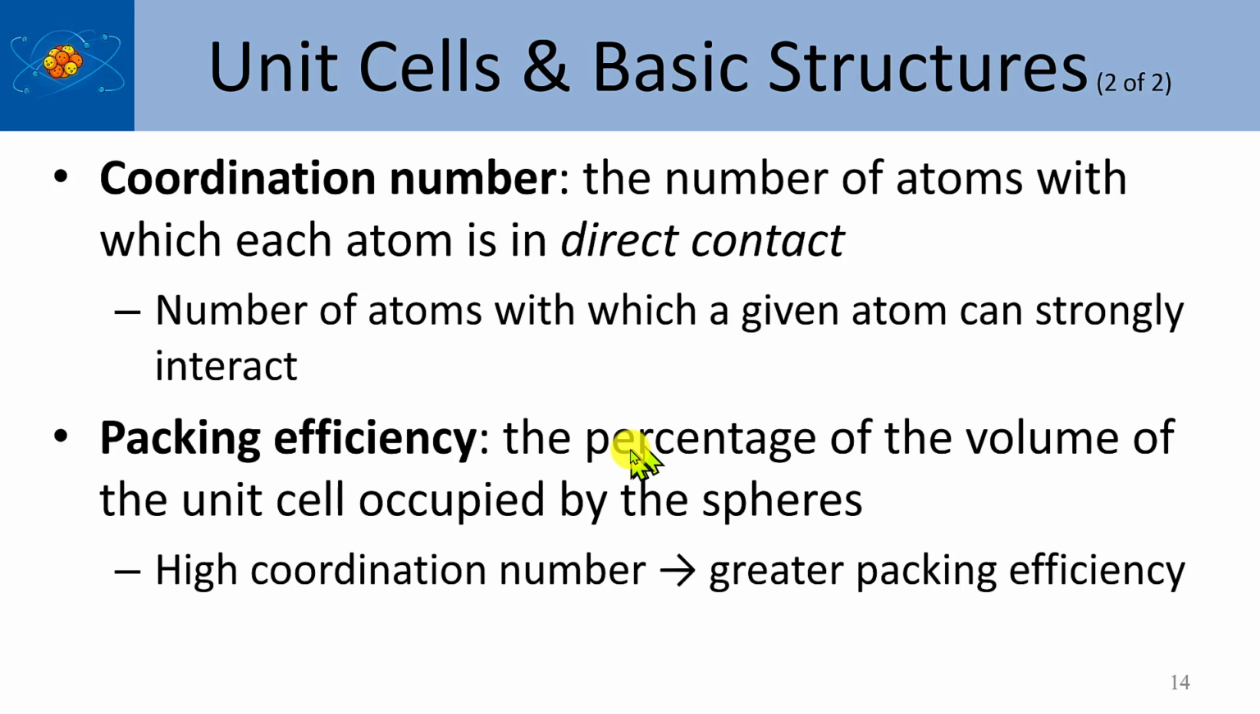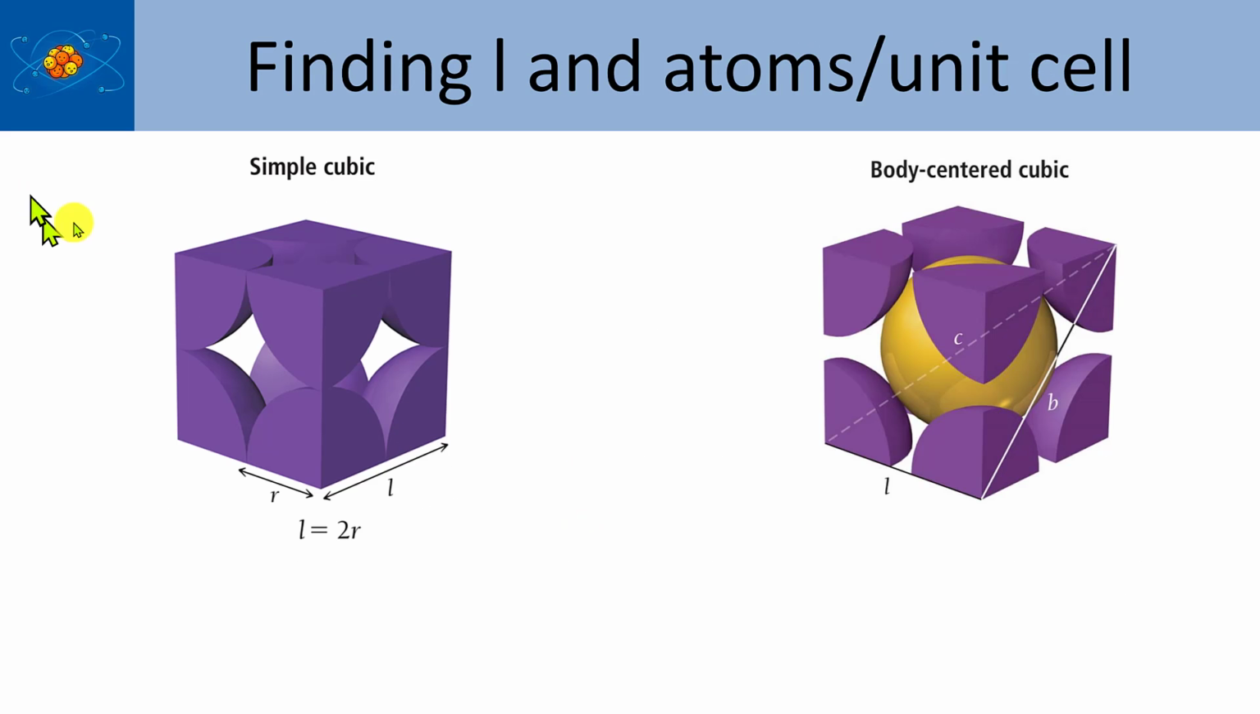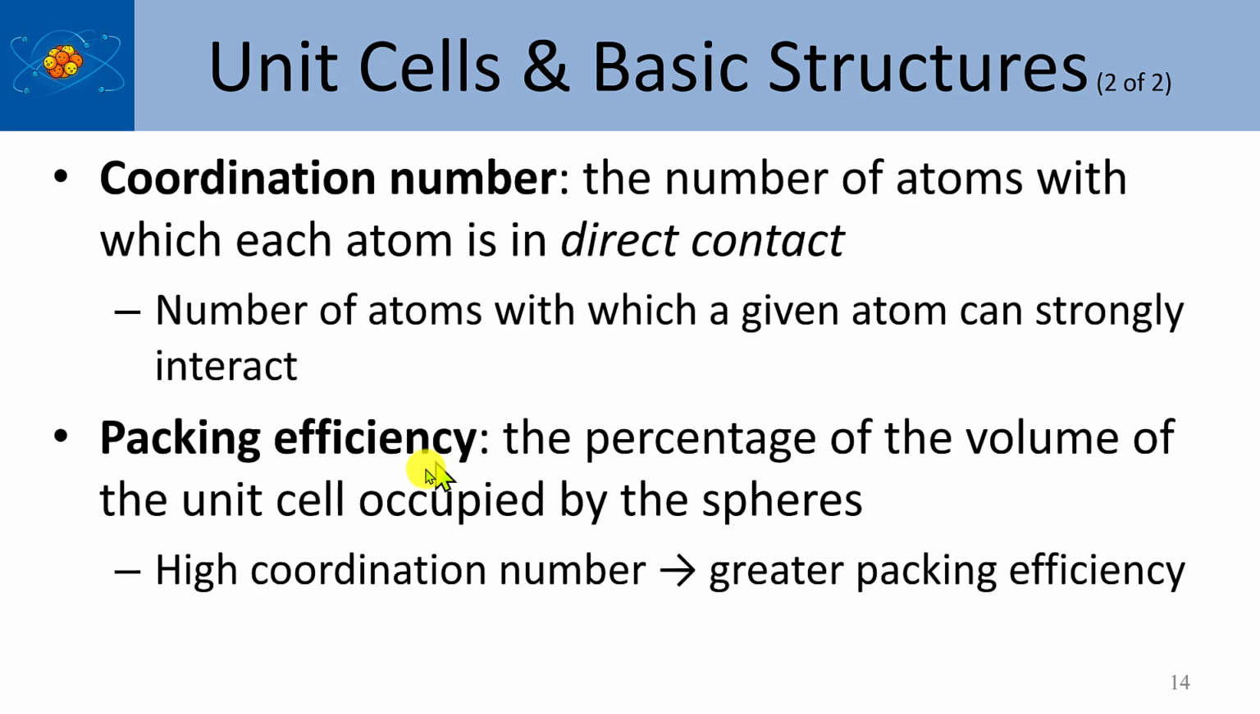And then the packing efficiency is the percentage of the volume occupied by the atoms of the unit cell. So they say spheres here, but really it's the atoms of the unit cell. If you're looking at this unit cell, you notice there's a big space in here. You can tell that's really inefficient. That is, there's a big space inside this unit cell that doesn't have atoms in it. And in part, that's because the coordination number is low. The higher the coordination number, the closer the atoms are together as a whole, and the better the packing efficiency.